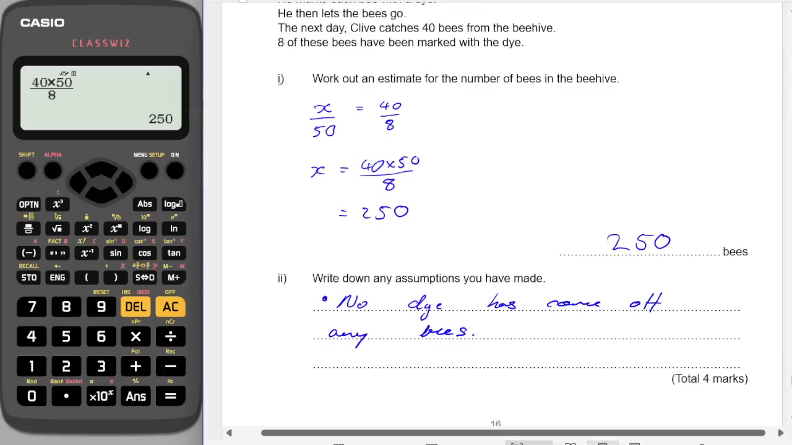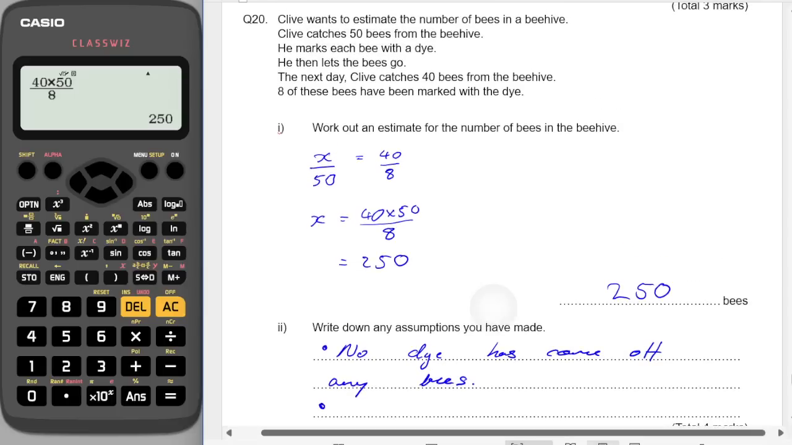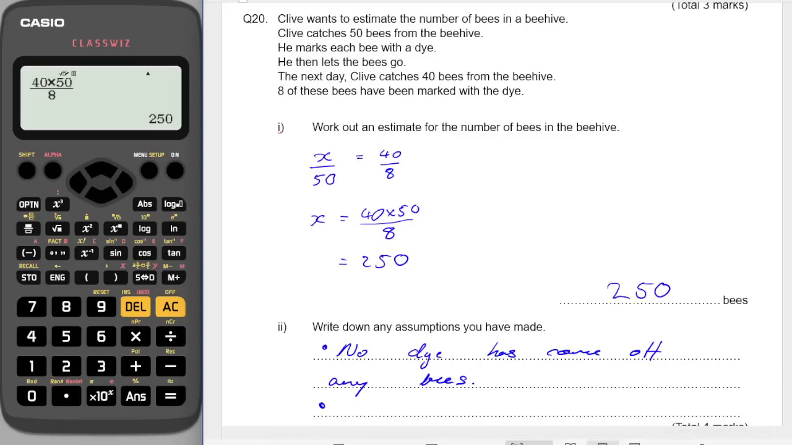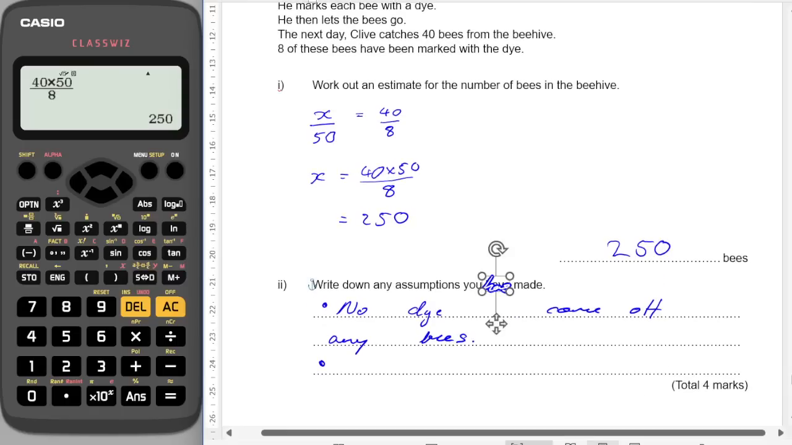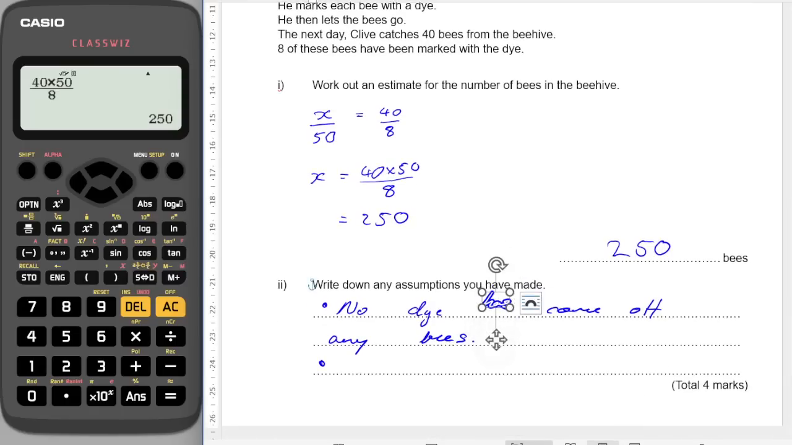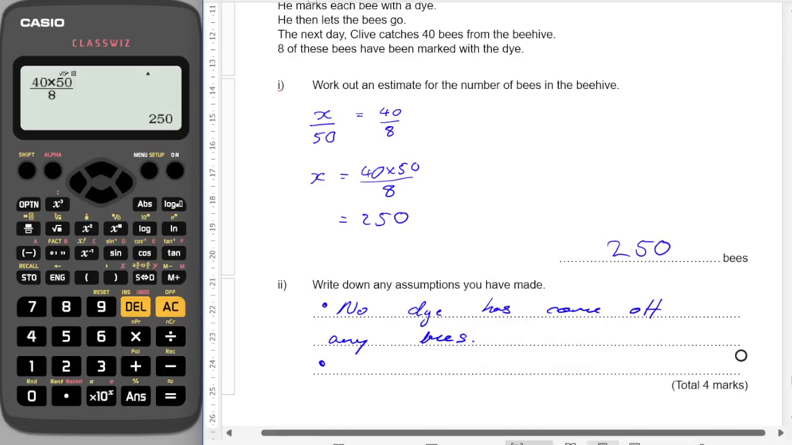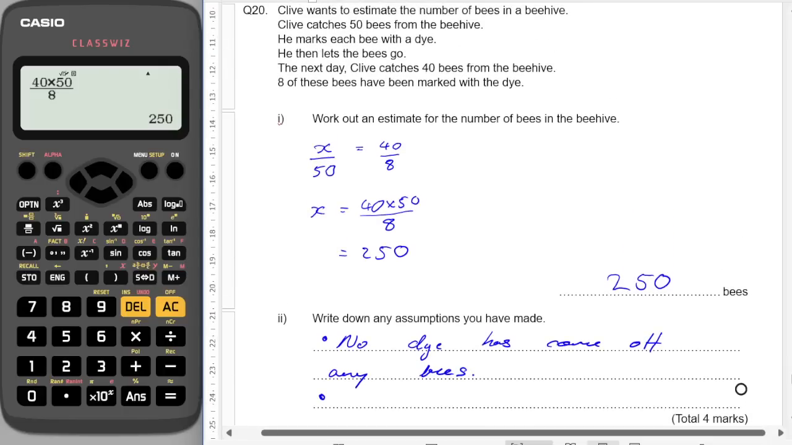We could also mention that the probability of catching the bees is the same both times, or that the probability of catching bees is the same each time. A typical example of that is you're assuming that all the bees are coming out. I would go for no dye has come off any of the bees, but you could talk about the fact that they're thoroughly mixed. That would be fine as well.